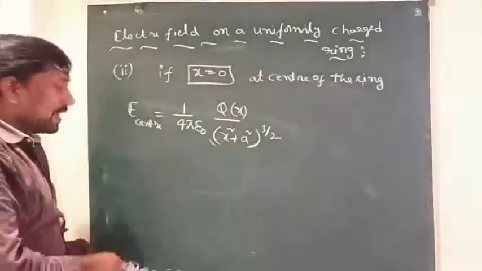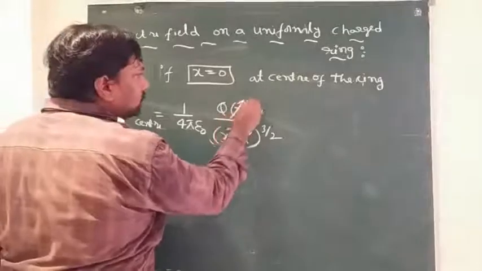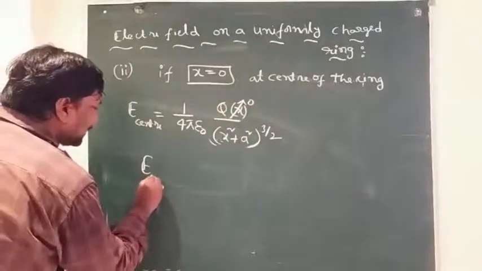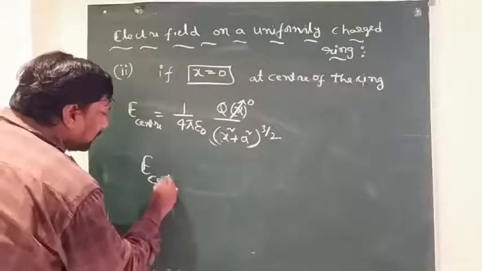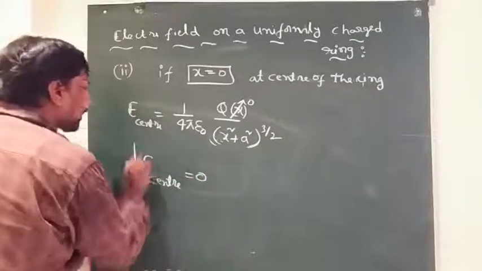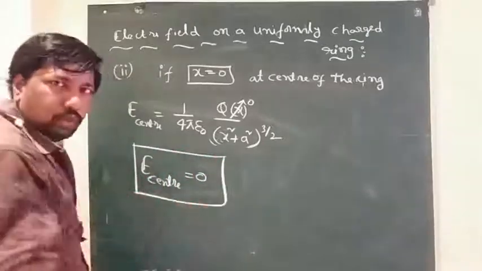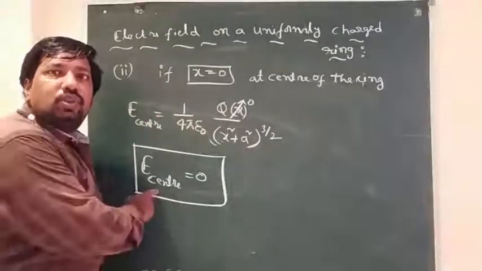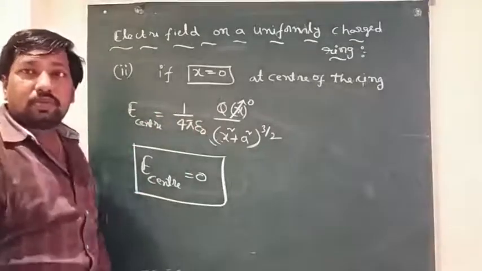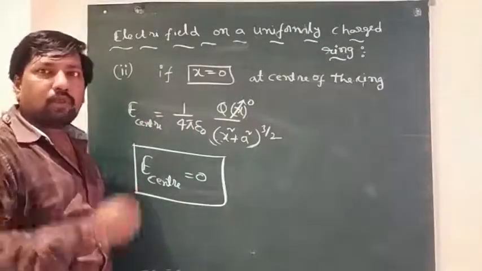Here x equal to 0, so this term is 0. So at the center of the ring, where the given point is arranged, the electric field due to the charged ring is 0. These are the very important note points. Note down.